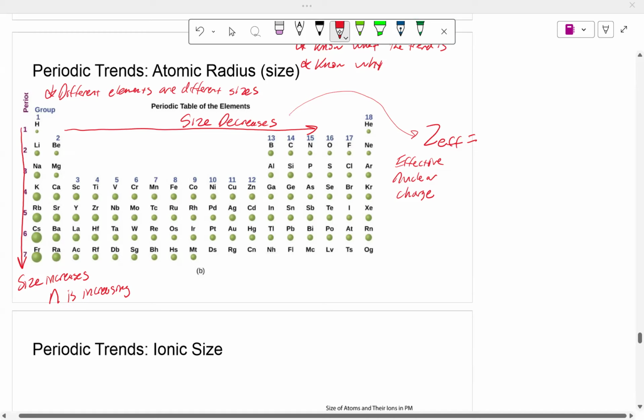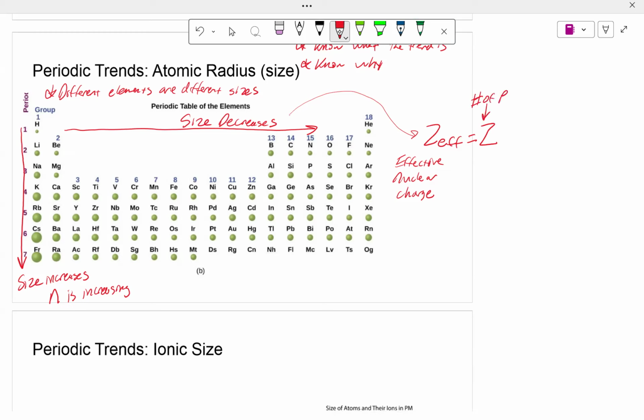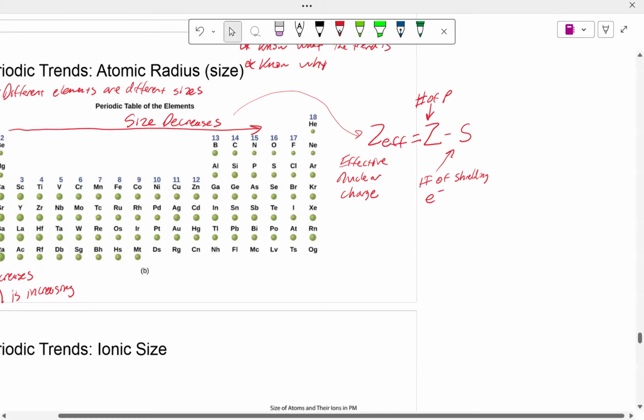So the way you can easily calculate this is you have Z, which is the number of protons, we learned that last unit, minus S, and this is the number of shielding electrons. Okay, let's do this for boron.